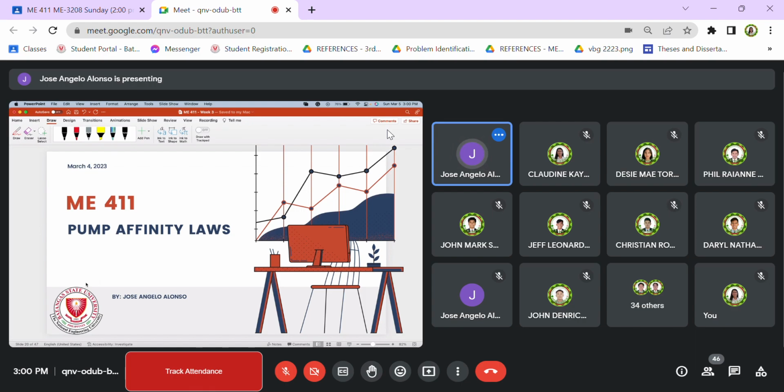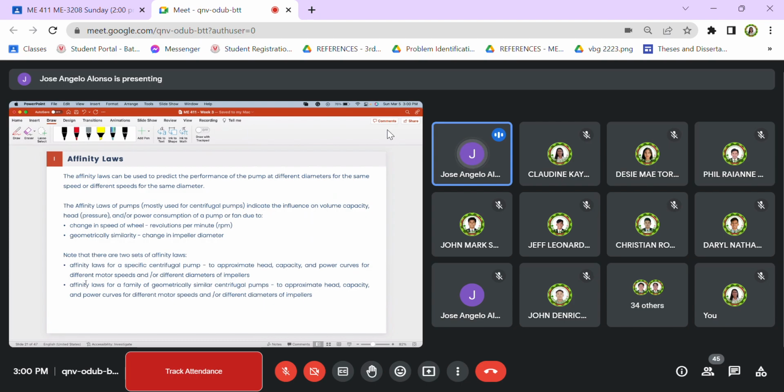Another parameter that needs to be considered when designing a pump is what we call the affinity laws. Basahin muna natin si affinity laws, then saka ko explain para mas maintindihan natin. So the affinity laws can be used to predict the performance of the pump at different diameters for the same speed or different speed for the same diameter.